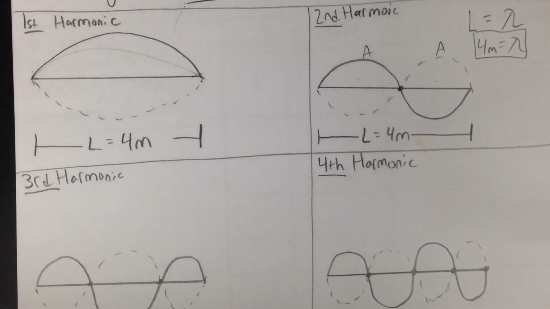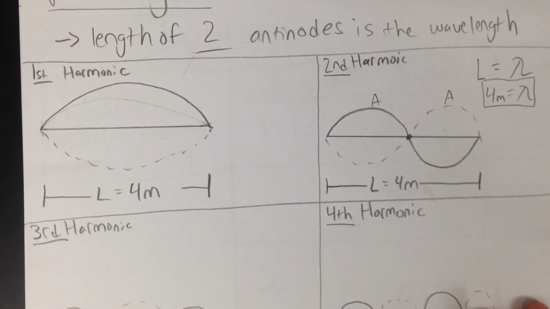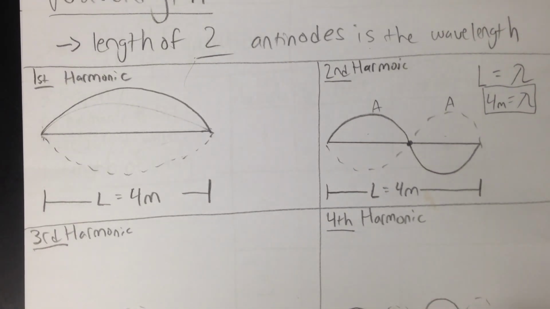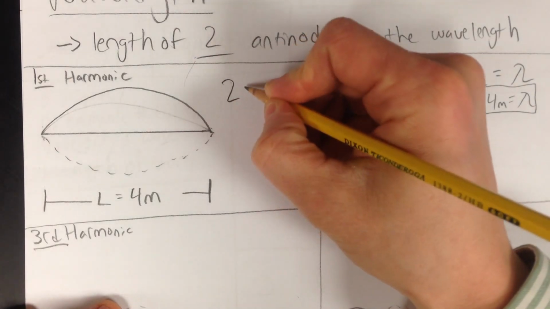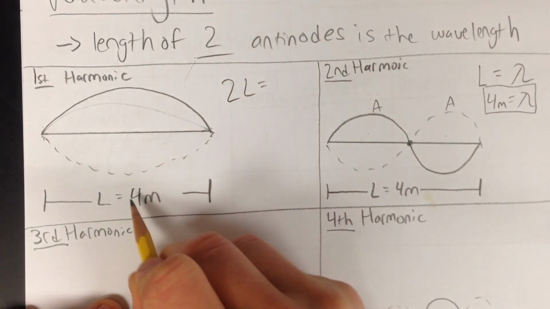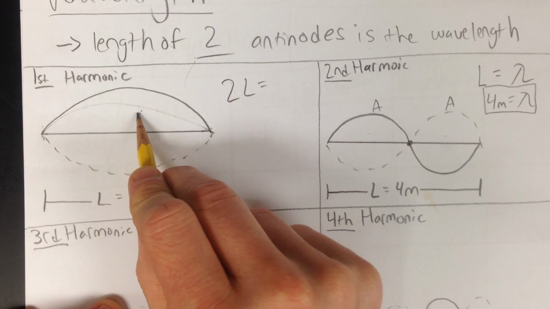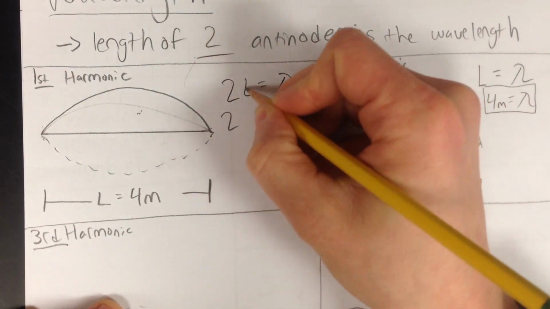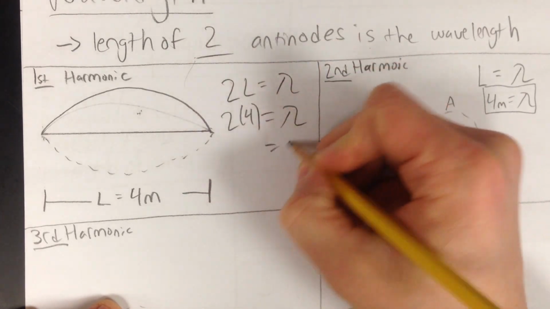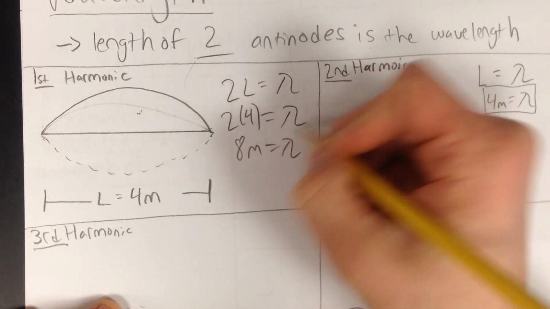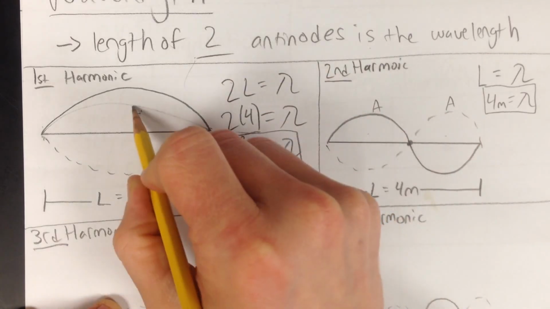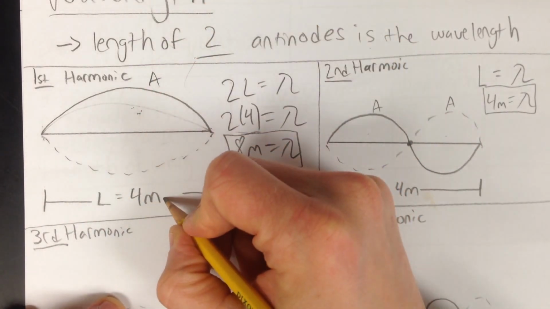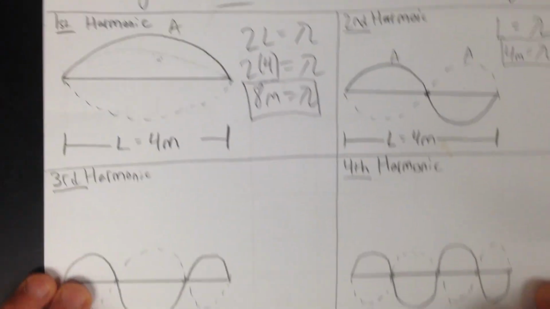Now let's kick back to the first harmonic. How do we find the wavelength in the first harmonic if it only has one antinode, but we want to know how long two antinodes are? Well, what we could do is we could double the length of your string. Two of these gets you two antinodes, and that equals our wavelength. So 2 times what's the length? 4. The wavelength would be 8 meters, because it would be like 2 antinodes, all right? Because we only have one. 1 is 4 meters, so 2 would be 8 meters.